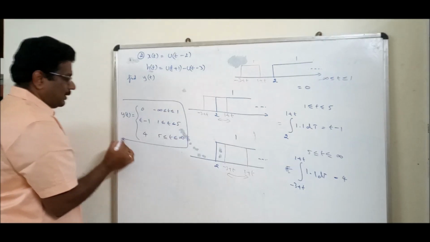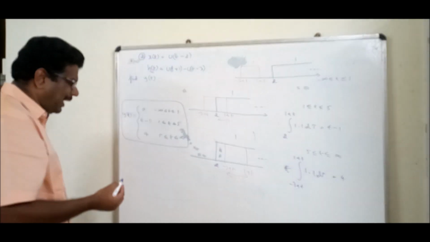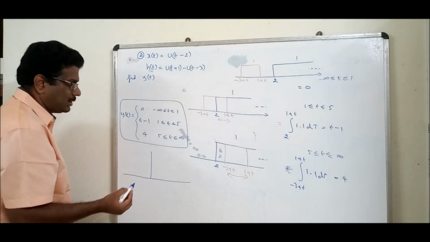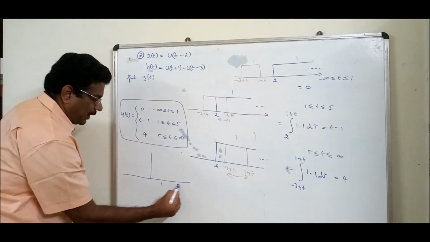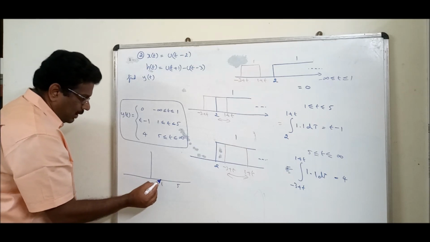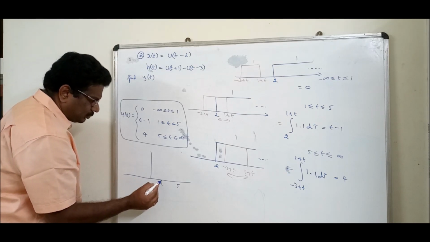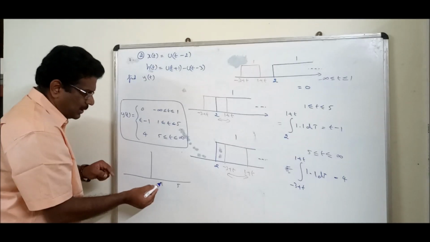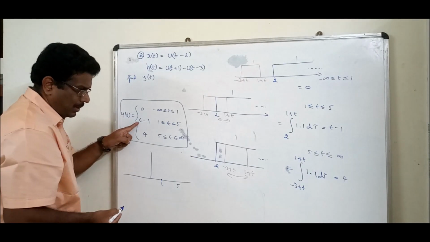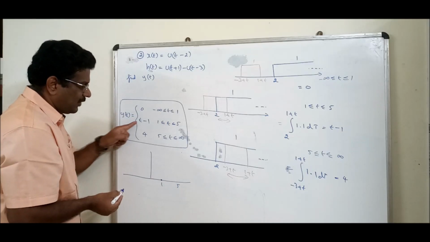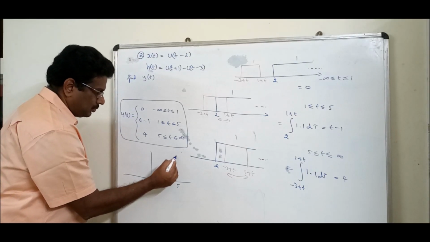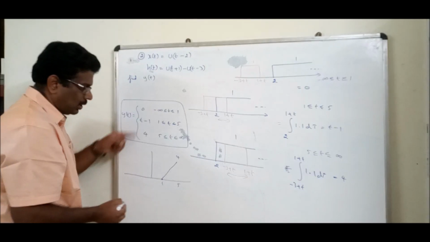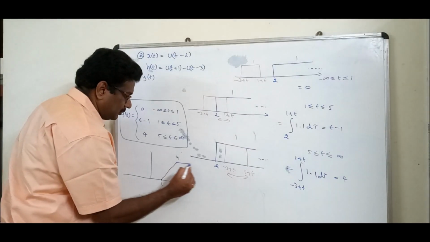This is the final. If you want, you can even plot this. There is no rule that you should always plot. If you want, you can plot 1, 5. Up to 1, amplitude is 0. 1 to 5, what is the amplitude? t minus 1. You substitute 1 here, 1 minus 1. You substitute 5 here, 5 minus 1, 4. 1 to 5, it is t minus 1. 5 onwards, it is 4.